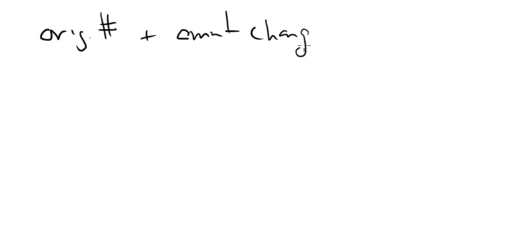So you're going to have your original number. Write this down. You're going to have your original number, plus your amount of change, and that's going to equal your new number. And the only way you're going to know this is to do a bunch of them.